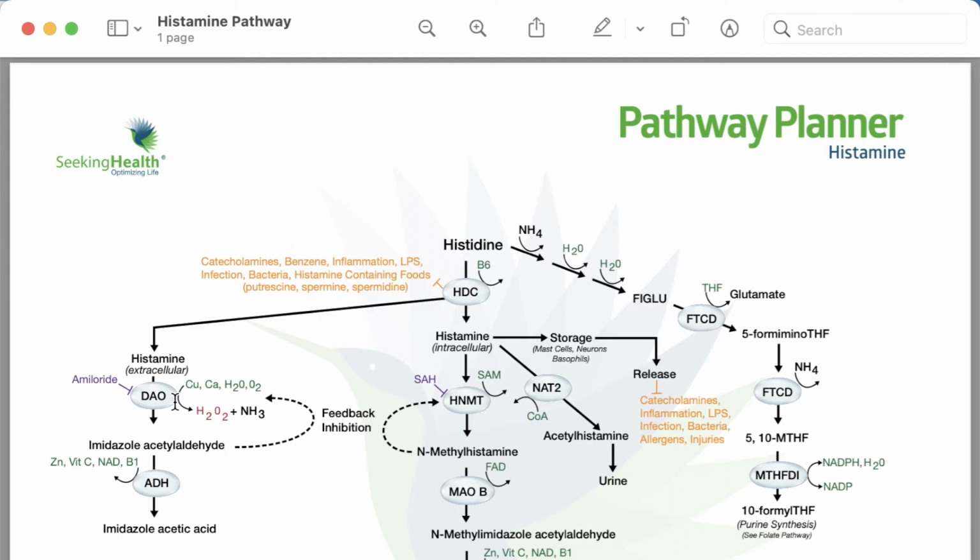The other role the DAO enzyme has is that it prevents histamine from getting through the lining of the gastrointestinal tract into the bloodstream. And when histamine gets into the bloodstream, it can cause systemic symptoms, such as hives or itchy skin, anxiety, migraines. It can also cause period pain, okay?